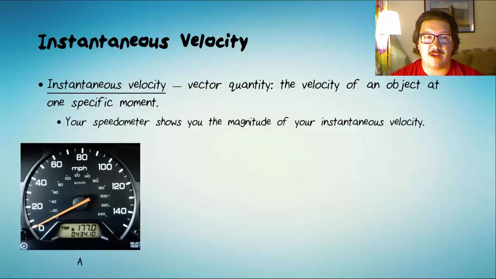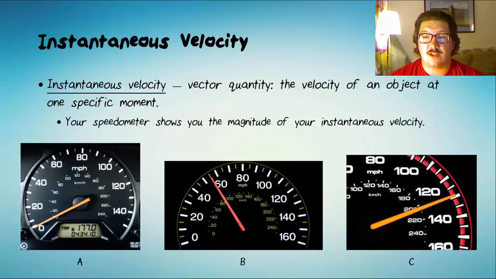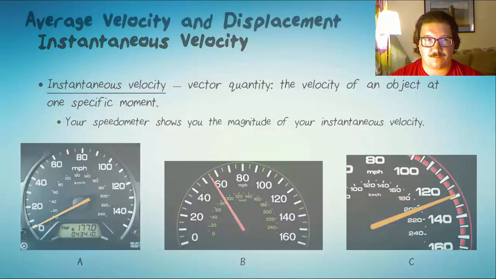So for instance, car A at this moment is traveling 0 miles per hour, car B at this moment is traveling 55 miles per hour, and car C is traveling 130 miles per hour. So we know at these specific moments how fast the cars are going, but we don't know if these cars are in the process of speeding up or slowing down. All we know is what's happening at this one very specific moment.